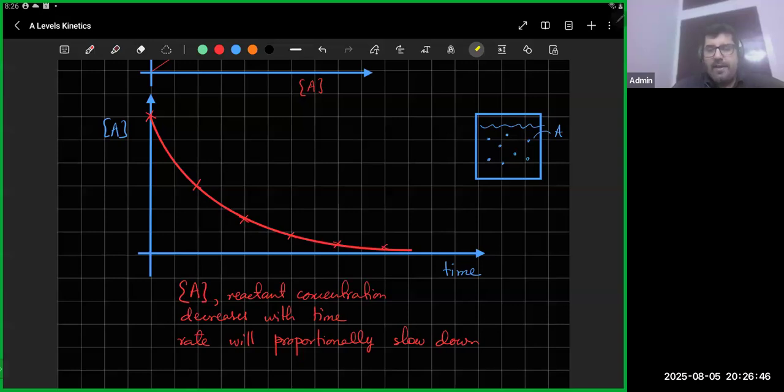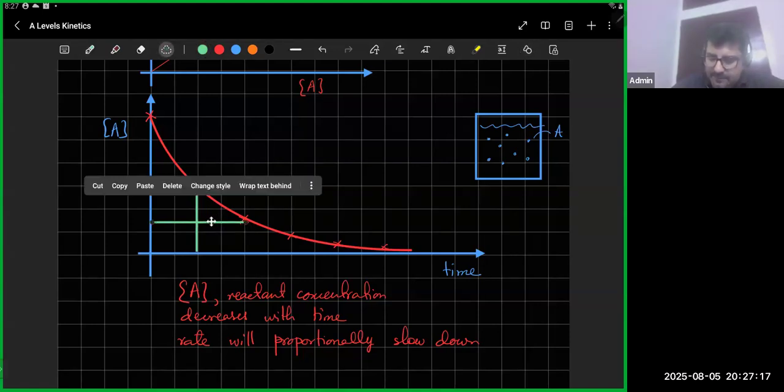Okay? Now from this graph, when you plot A's concentration over time in a particular reaction, there's a thing called the half-life. And that half-life basically is the time it takes for the concentration to decrease by half. Now, for an order 1 reaction, this half-life remains constant.